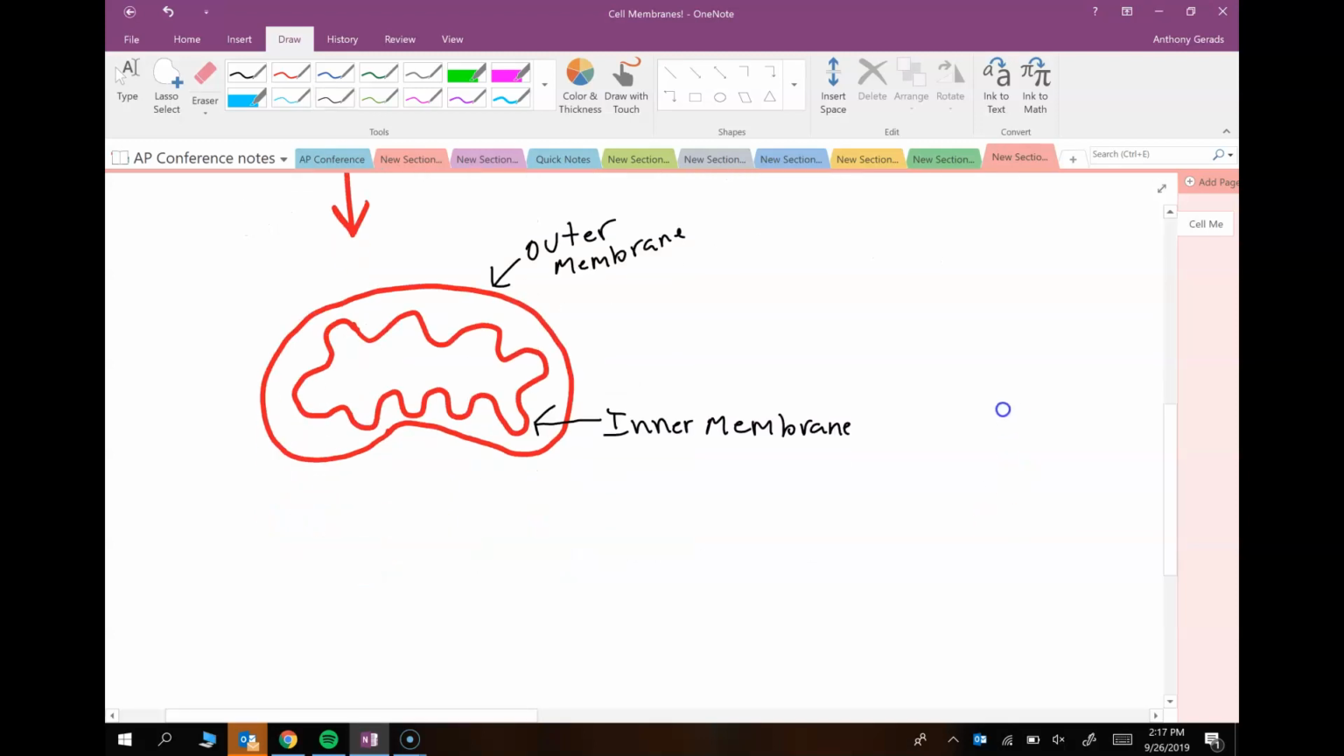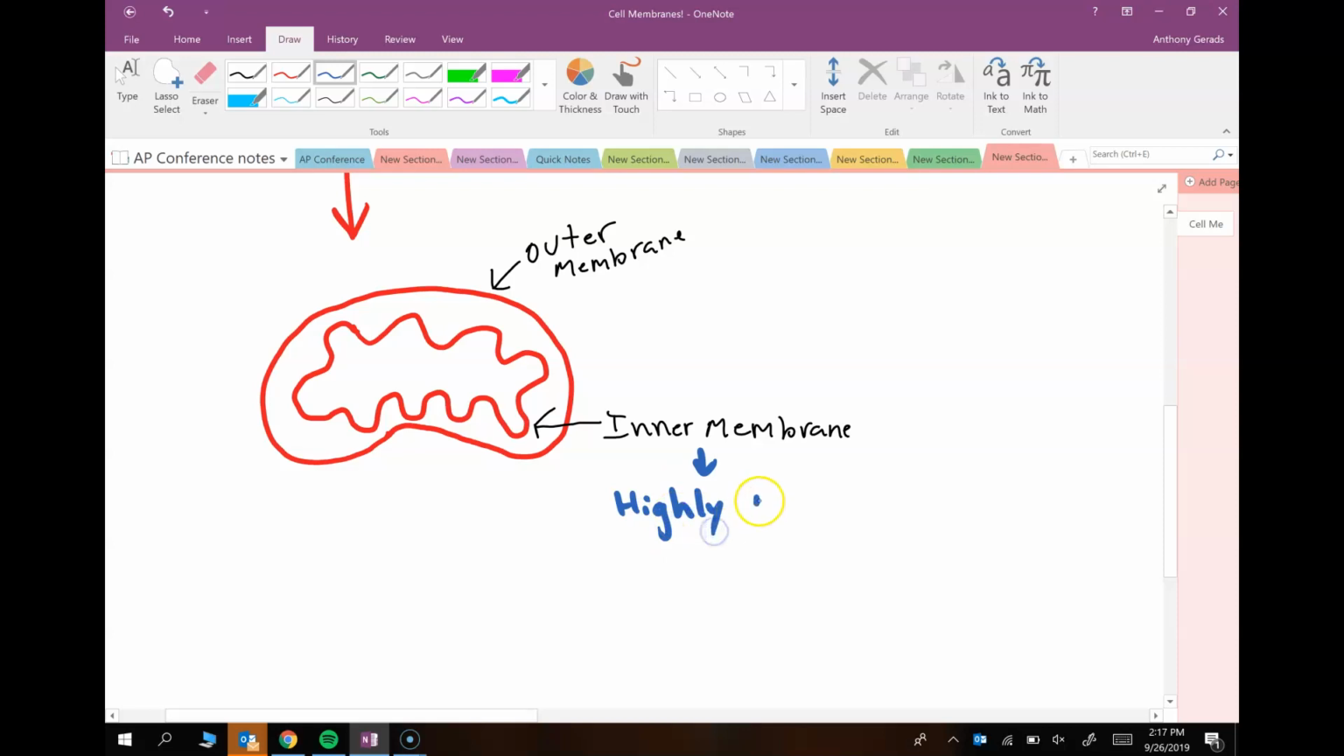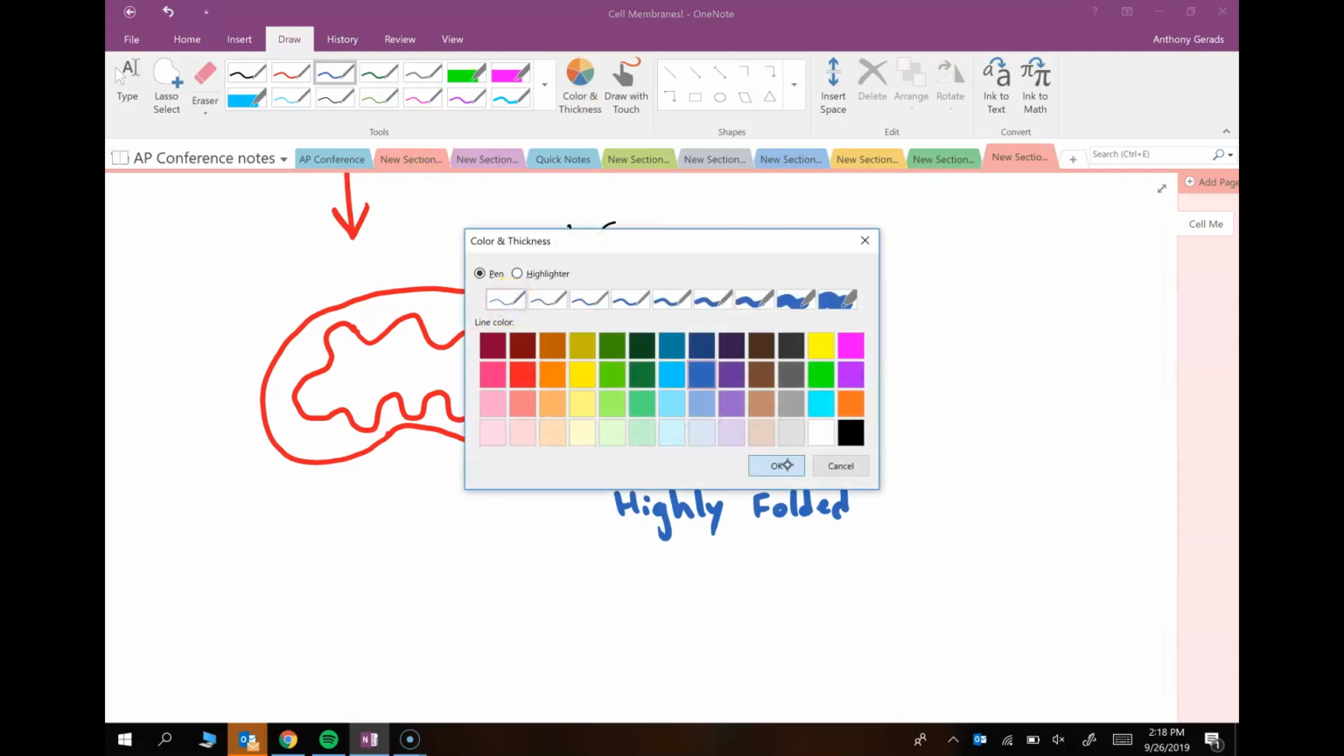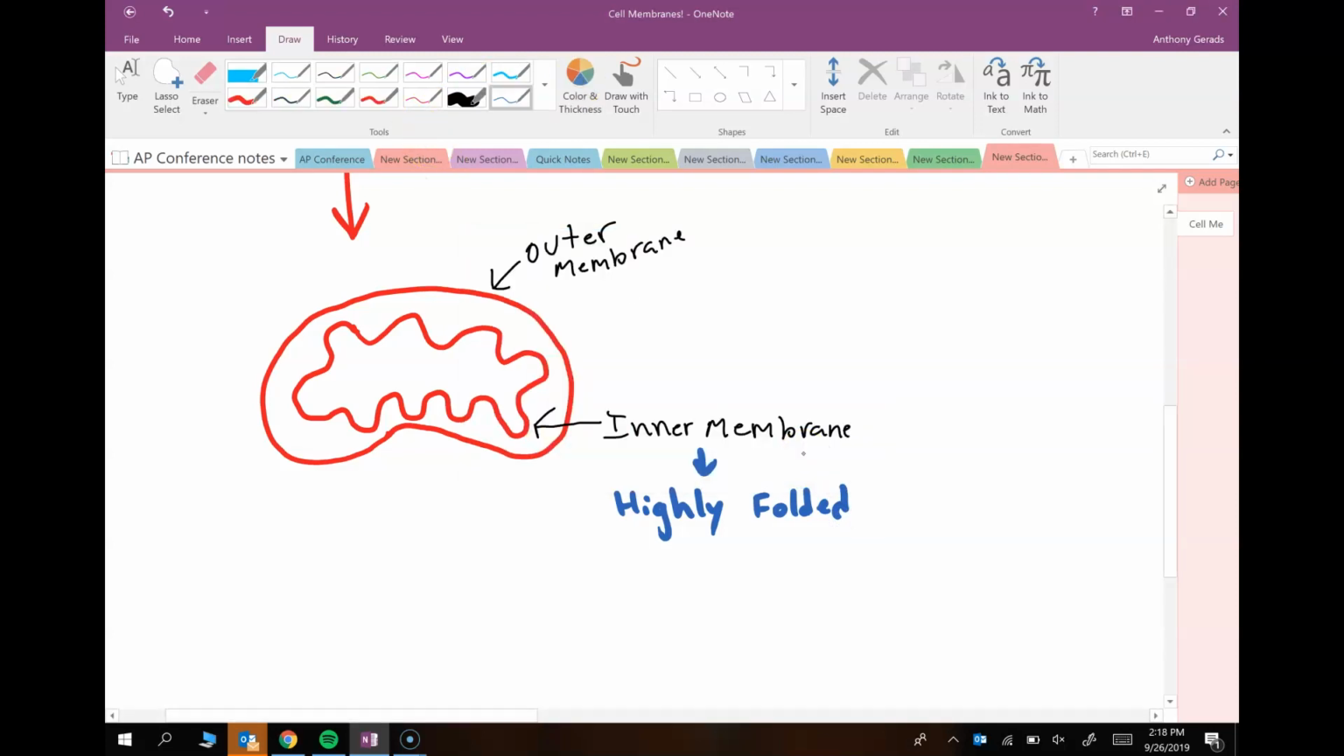Okay? So this inner one, I'm going to draw an arrow. I'm going to say this inner one is highly folded, so it has a lot of folds on it. Looking at this, on the membrane, where the inner membrane is, that's where I make ATP. So that's the location of ATP synthesis, on that inner membrane.